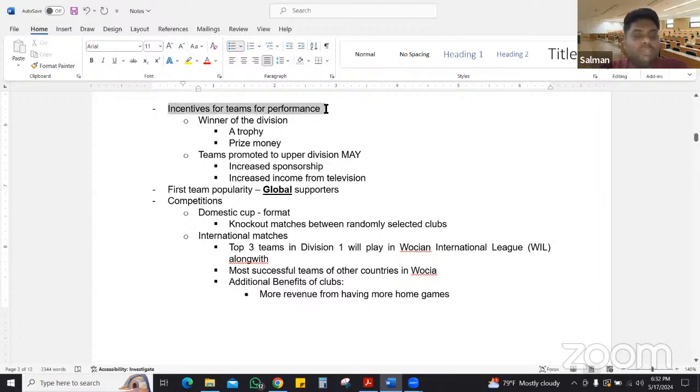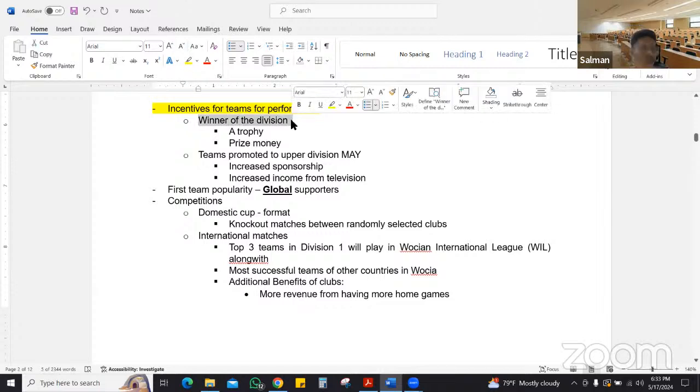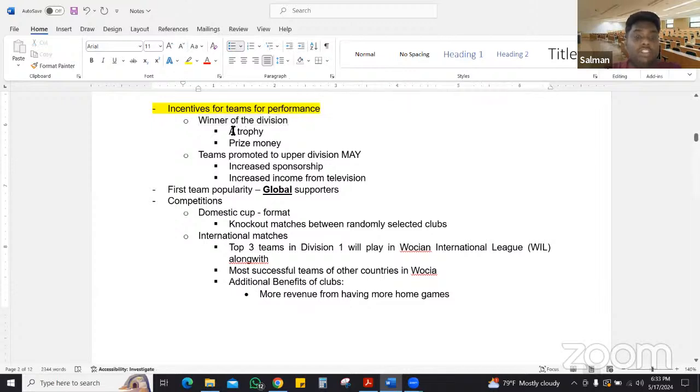Incentives for teams of performance. All right. What are the motivational factors, the incentives? Based on your performance, you get incentives. If you are a winner of the division, the winner of the Division 1, the winner of the Division 2, and the winner of the Division 3, each of them gets a trophy and a prize money.